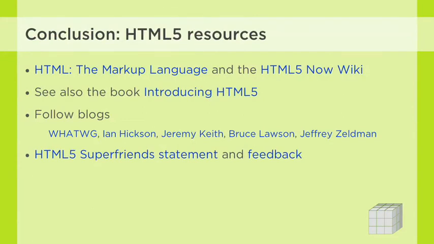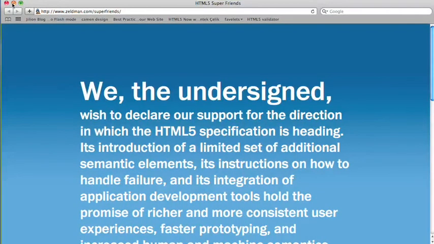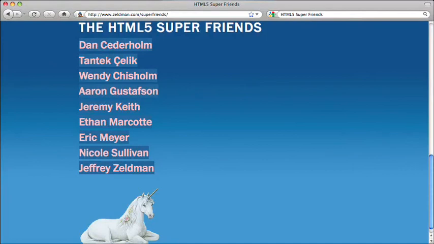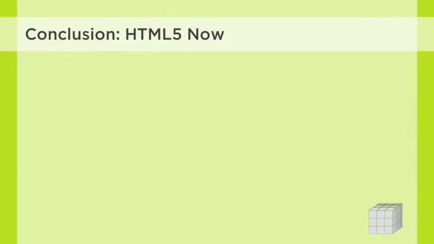Go ahead and take a look at the HTML5 Super Friends statement and feedback regarding HTML5. There's a lot of opportunity in HTML5, and there are a lot of challenges in evolving it. This is a good example of a group of colleagues getting together, a group of web designers and developers, evaluating HTML5, finding problems with it, recommending changes, and getting some of those changes incorporated into the specification. All of them are simply web designers and developers, probably just like yourself, that wanted to make a difference. And I'm here to tell you, as one of the HTML5 Super Friends, that you too can make a difference in HTML5.